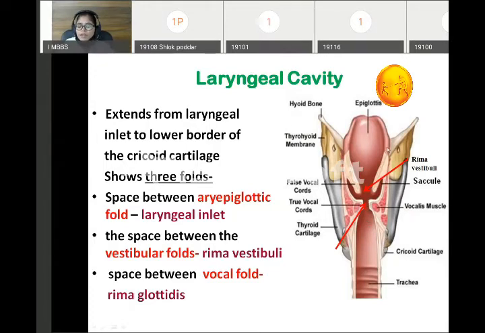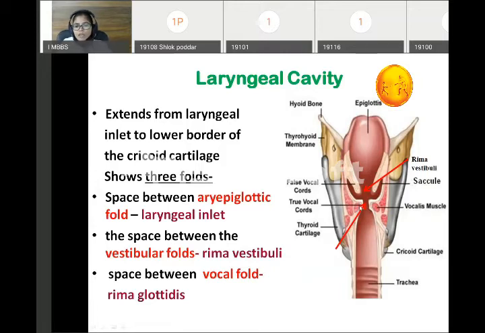In the interior of the laryngeal cavity, from above downward, you can see there are three folds. First is the aryepiglottic fold, this one. Below it, you can see one fold. This is the vestibular fold. And below the vestibular fold, this is the vocal fold. So, in the interior, three folds are there: aryepiglottic fold, vestibular fold, and the vocal fold.